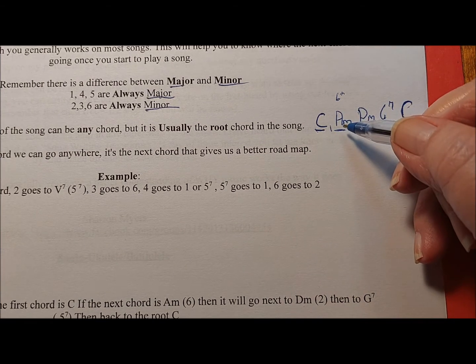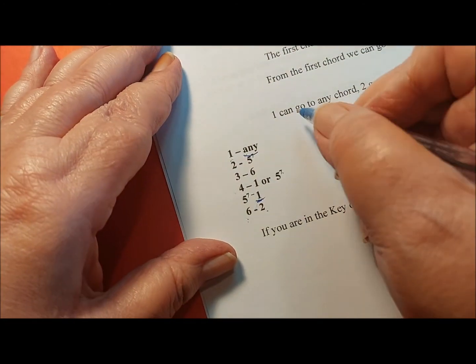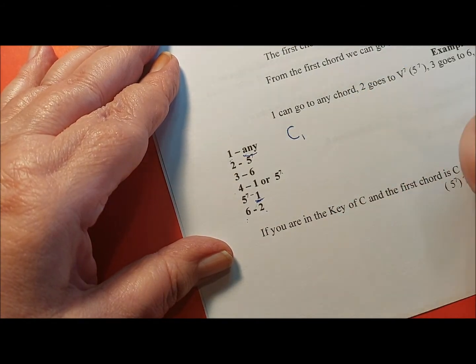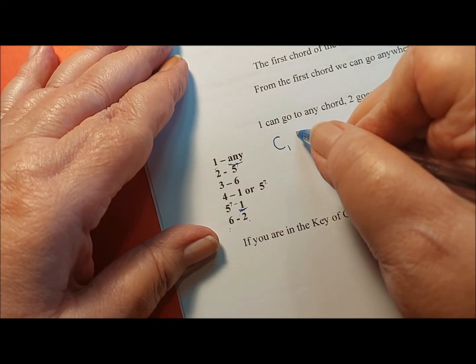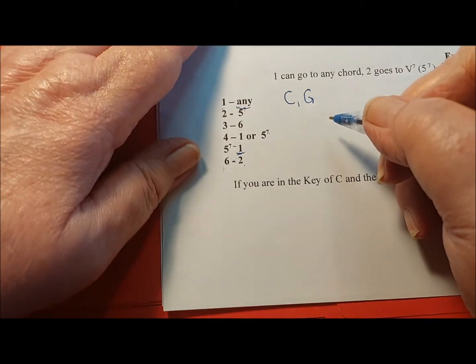C, and it went to the 6. Let me try this over here. Okay, so we went from C. Let's do it a little different, because you saw that one. C, and if we go to G, say we go to G, which is the 5th.